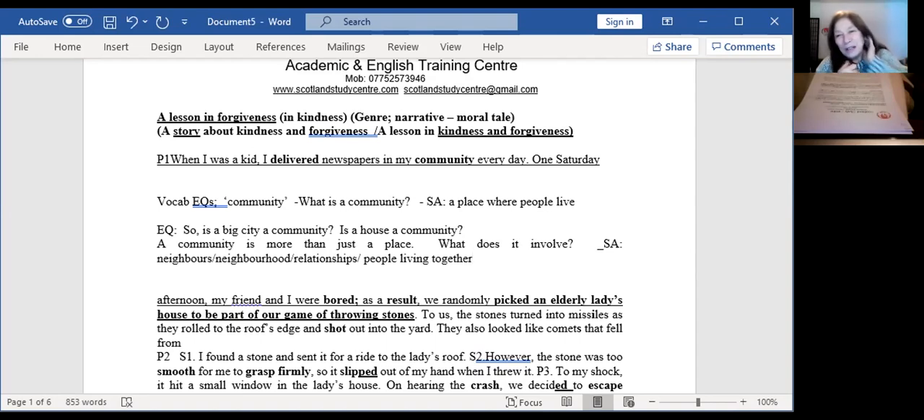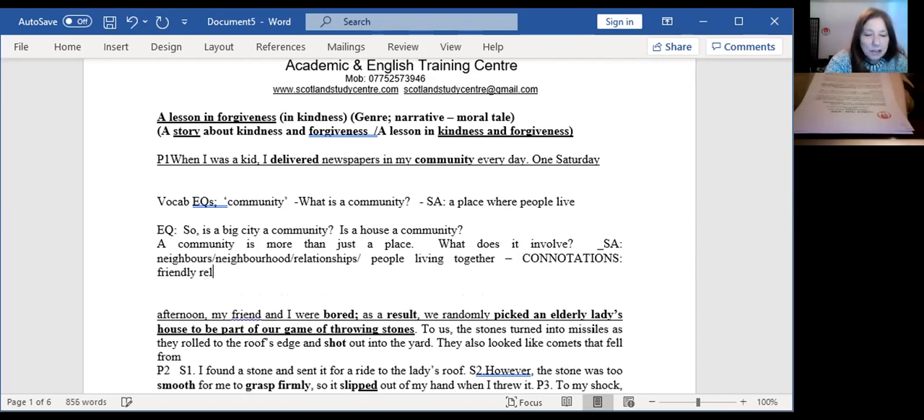Maybe it has the idea of helping each other, being friendly. Maybe it has these connotations. These are just connotations, not specific to the meaning, but they're connected. Friendly relations, helping each other. These are connotations. They're not specific. I don't think they're specific to the meaning. We could check the meaning and find out. It's maybe a good idea for you always to check the meaning for yourself so that you get all the different nuances.